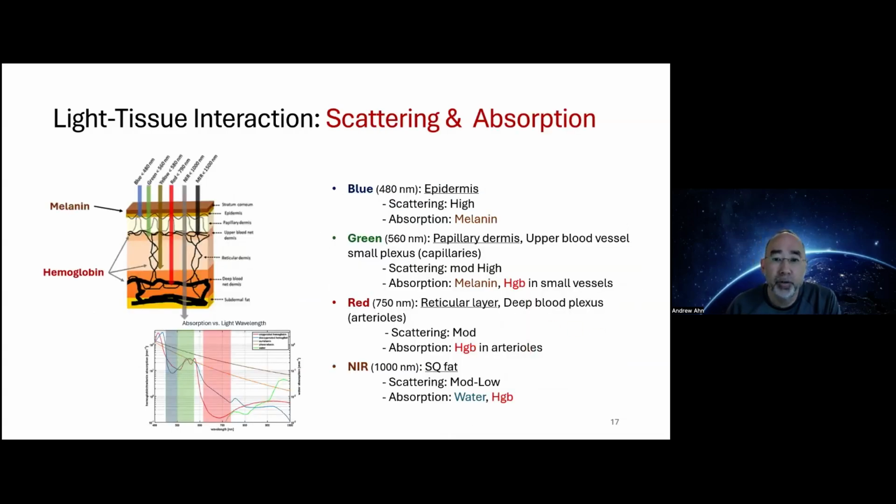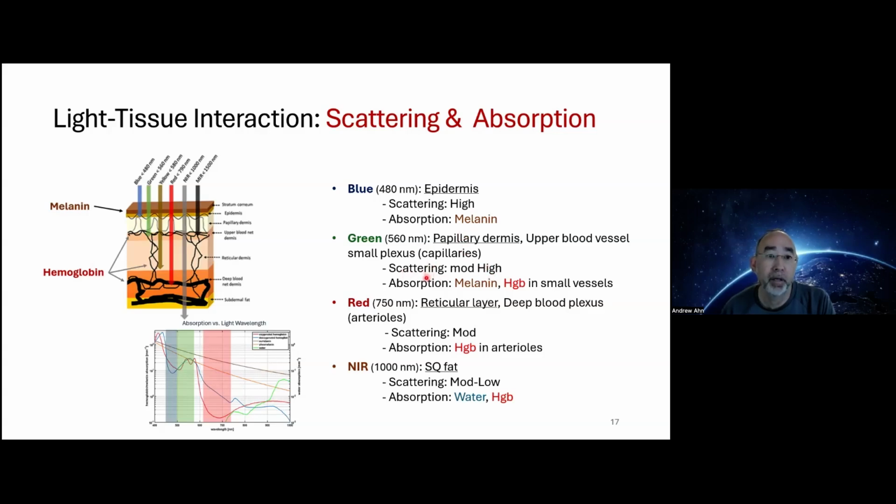So when you combine these two factors, scattering and absorption, you can really appreciate how light interacts with the skin. Scattering determines the depth of light penetration, and absorption determines what is being measured. When you put these two things together, you see that blue light has high scattering and thus only reaches the epidermis. It does get absorbed by both melanin and hemoglobin, but because the epidermis contains very few blood vessels, hemoglobin does not play a factor.